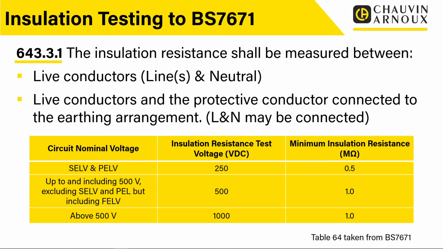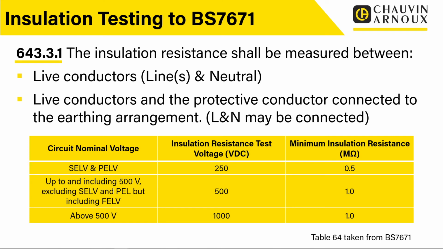So when they're saying measure between live conductors, they're not just talking about the three live conductors, L1, L2, L3. Neutral is actually classed as a live conductor. It is a conductor that is meant to be live. It's meant to be a current carrying conductor. So when they mention there that we must test between live conductors, they're saying we must check between our line and our neutral, or our lines. If we've got a three-phase system, L1, L2, L3, we must check between them, and we must check between them and neutral. So just be aware of that terminology.